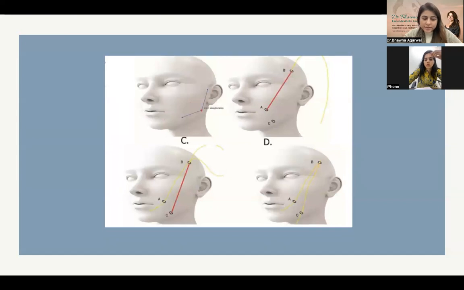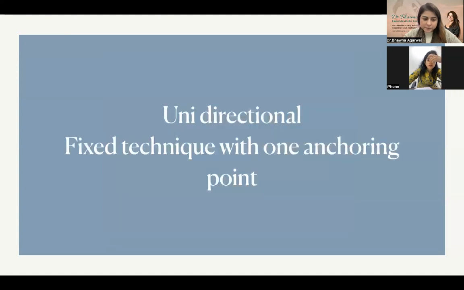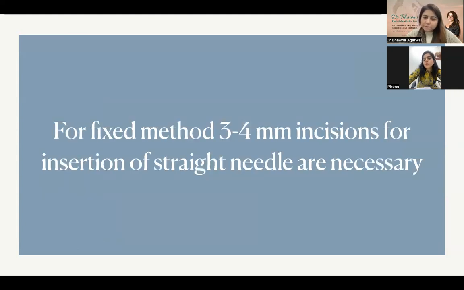So these are the various vectors and the direction in which you need to insert the threads. So unidirectional is a fixed technique with one anchoring point. The anchoring point means what, ma'am? This is the anchoring point, a bony point or the skeletal, wherever. Suppose we are on a hill, we have to pull something upward. So we tie the rope to a big stone. So that is the anchoring point basically.